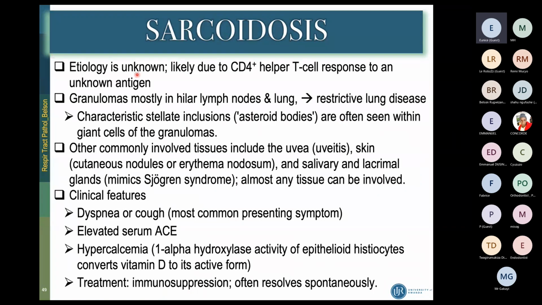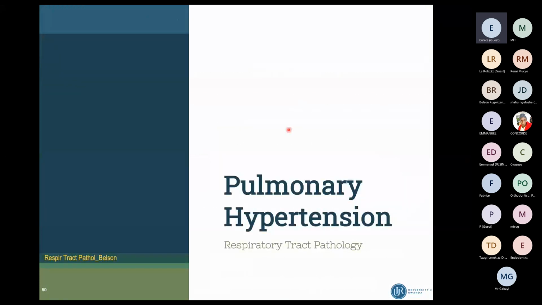So the cause is not known, but they think there is something, a cause and a theory, which will make these CD4 T helper cells respond to an antigen, but the antigen is not yet identified. But on the histology, you see what we call asteroid bodies, and so on.